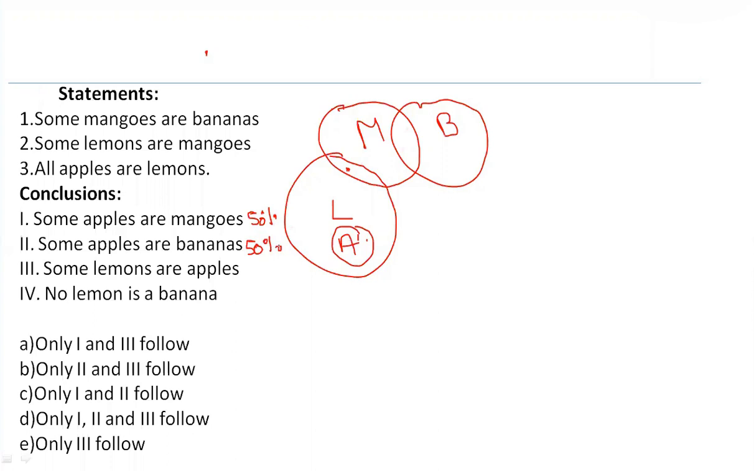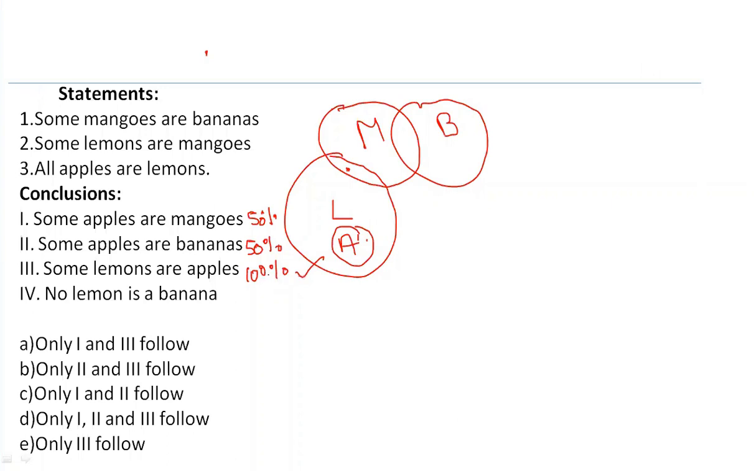Okay, next. Some lemons are apples. Some lemons are apples is 100% true, right? Why? Because there is intersection part of lemons and apples. I can see all the apples are inside completely the lemon circle. So some lemons are apples is 100% true. The statement is 100% true.